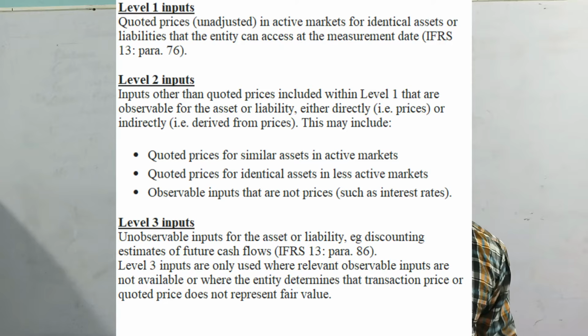As you can see on your screen, there are 3 levels for the measurement. Level 1 inputs are quoted prices in active markets for identical assets or liabilities that the entity can access at the measurement date. Now, these quoted prices are unadjusted: unadjusted quoted prices in active market for identical assets and liabilities that the entity can access at the measurement date.